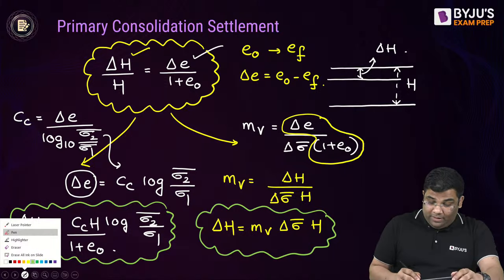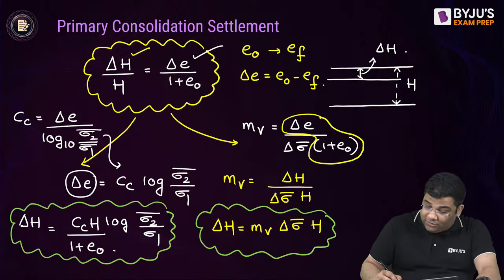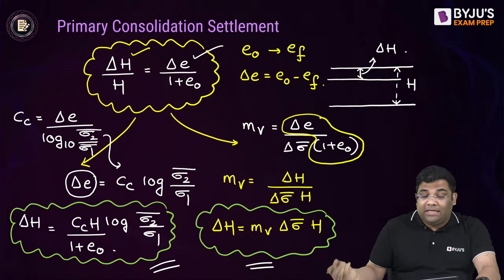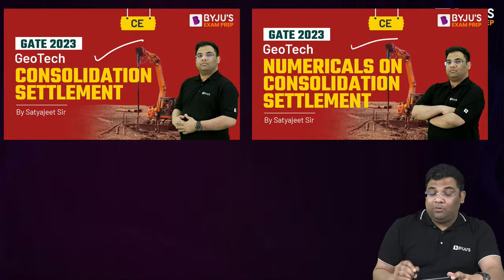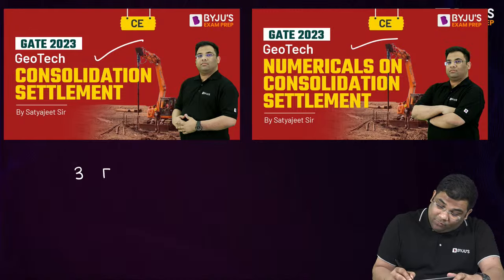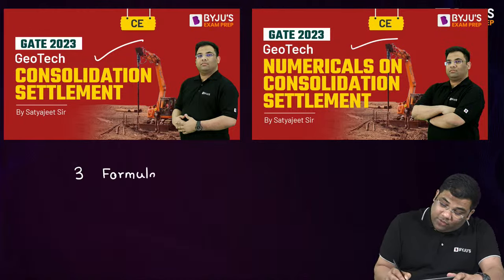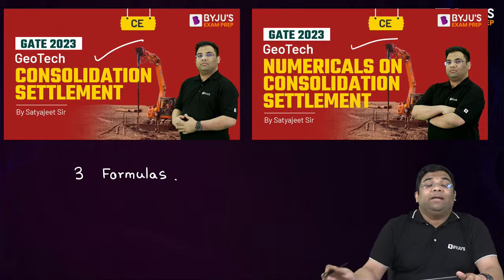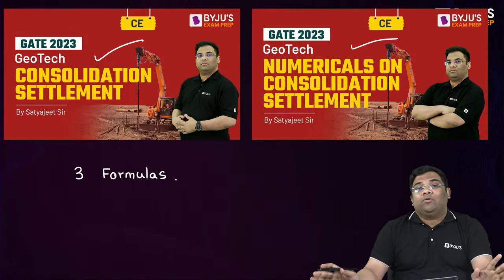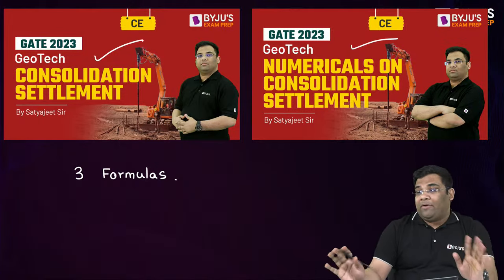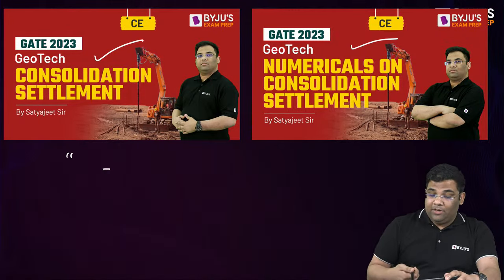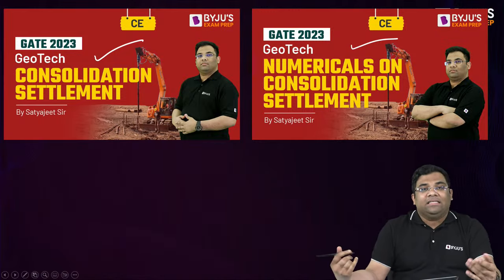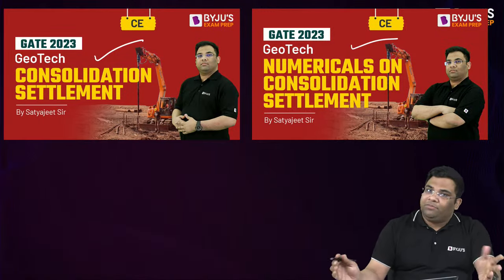So where to solve the questions? I have solved a lot of questions on these formulas for primary consolidation settlement in two videos. In the consolidation settlement and numericals on consolidation settlement videos, I have used these three formulas. These videos are available on this YouTube channel. I will give you reference of many videos. You can watch those videos, and if you have already watched them, you can see them as revision. Solve the questions from these formulas.